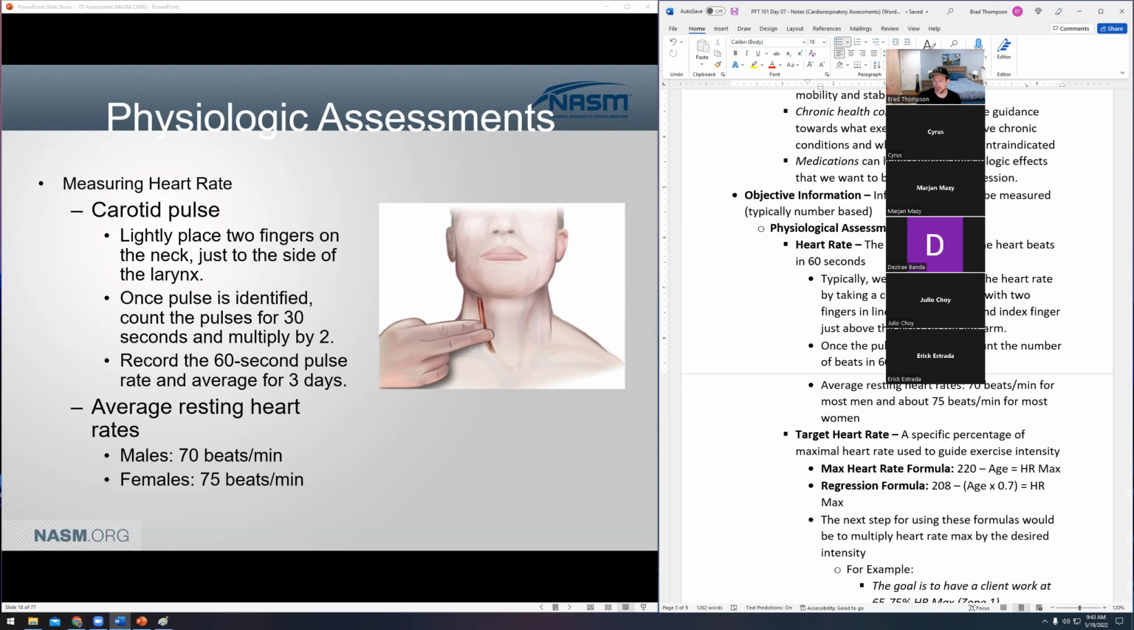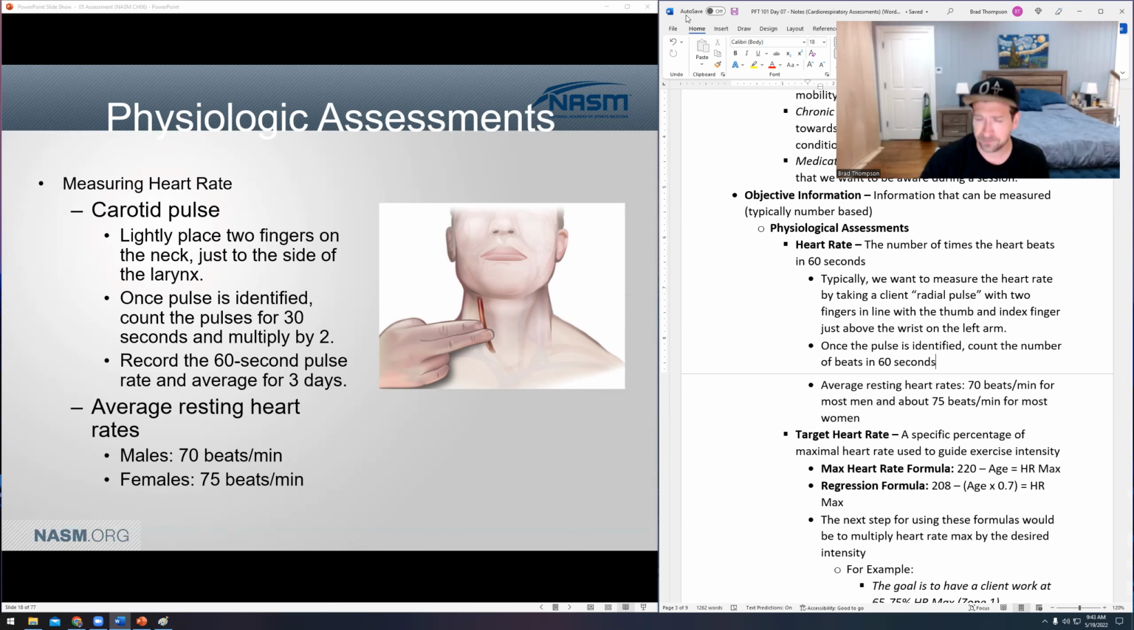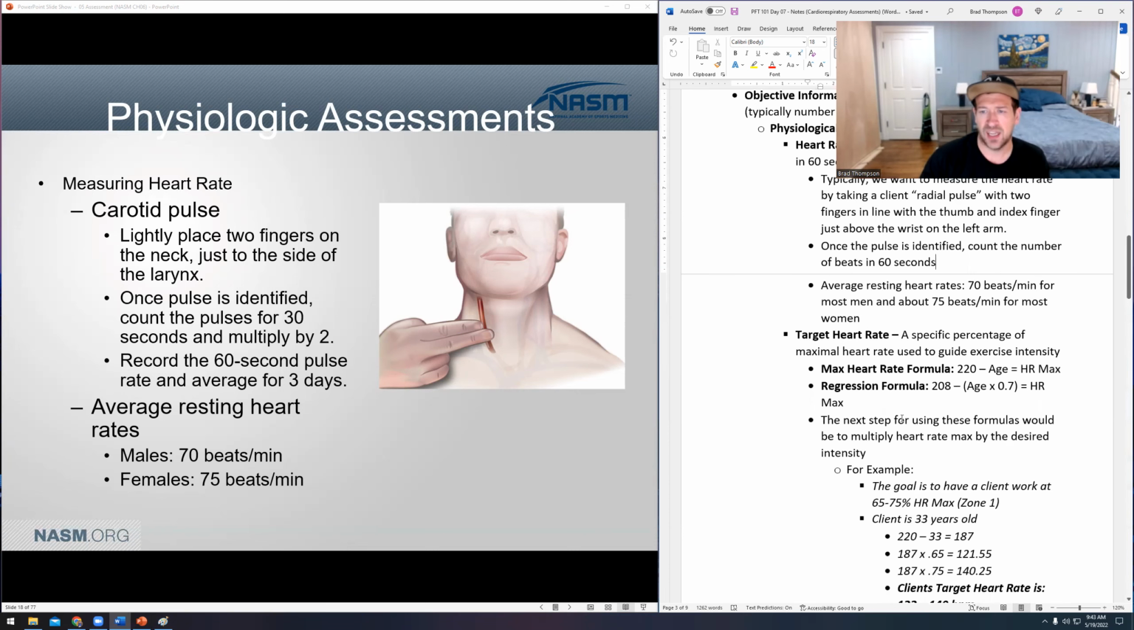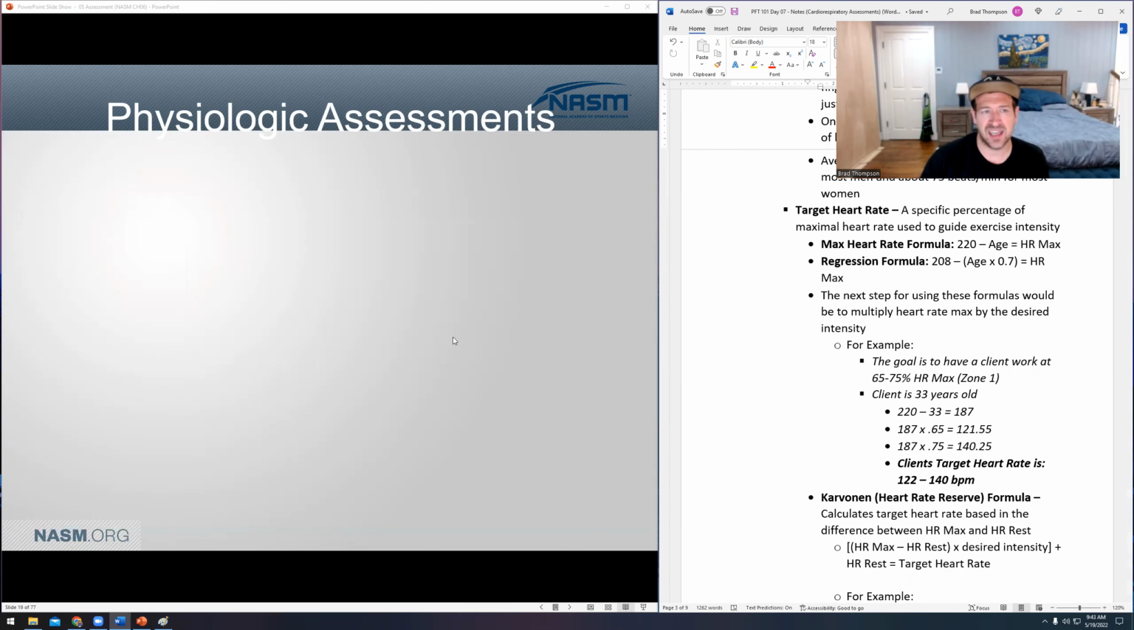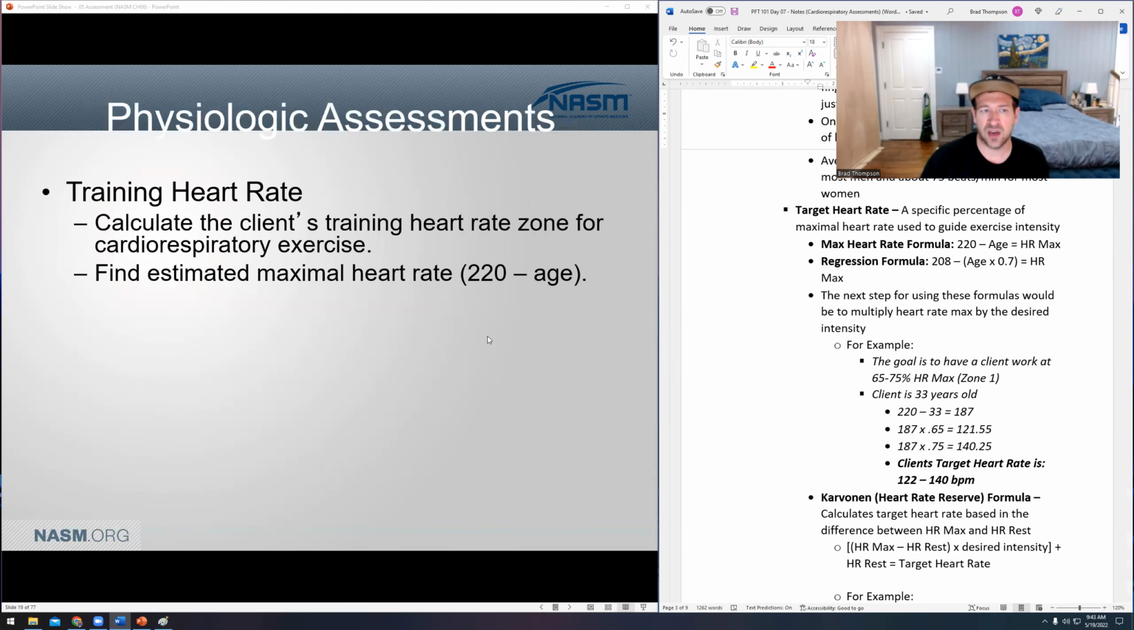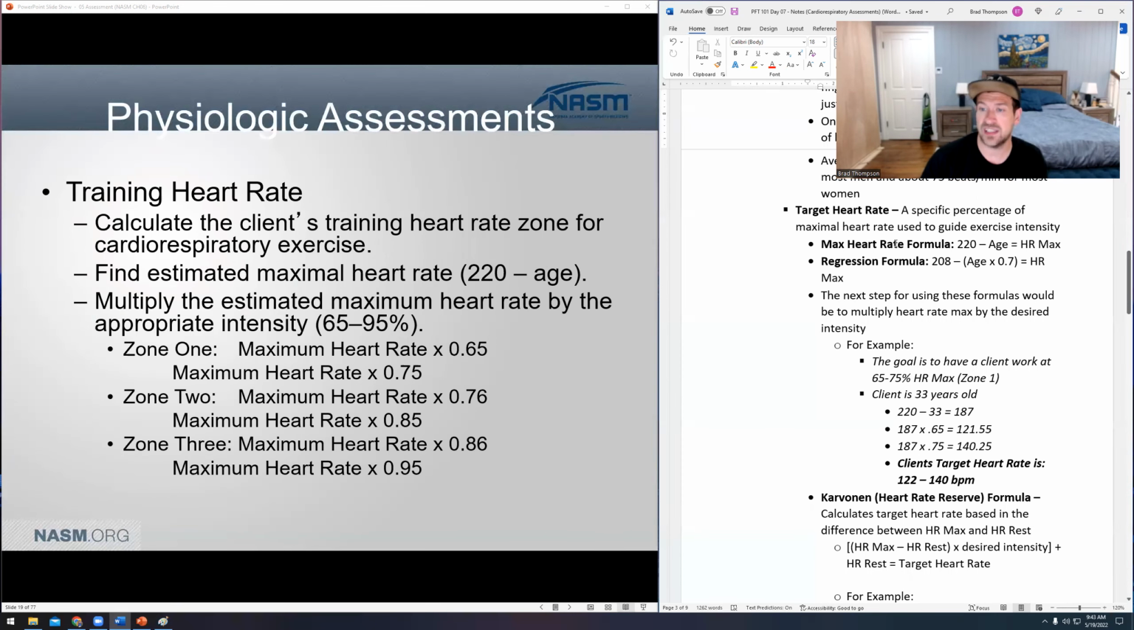Guys who tend to have slightly larger bodies and slightly larger hands also have a slightly larger heart, so it's able to beat a little bit less often. That's why we see a small discrepancy between the two sexes there. So that is our first physiologic assessment that we're going to gather there.